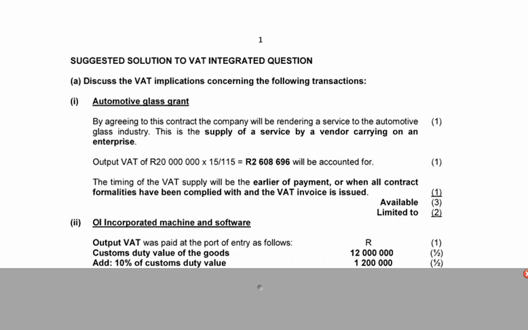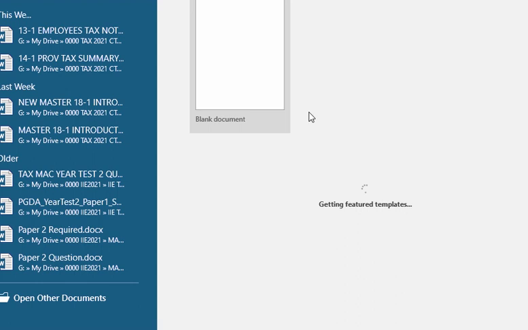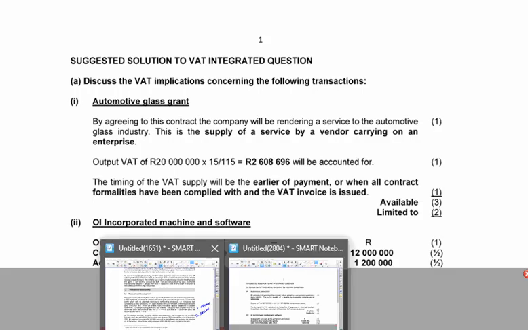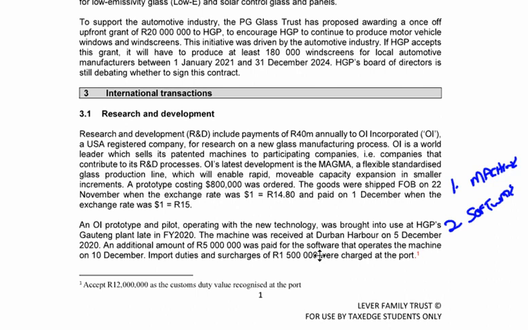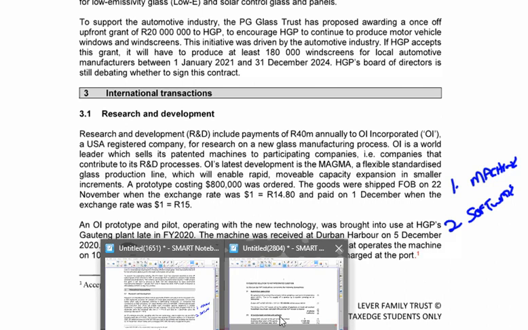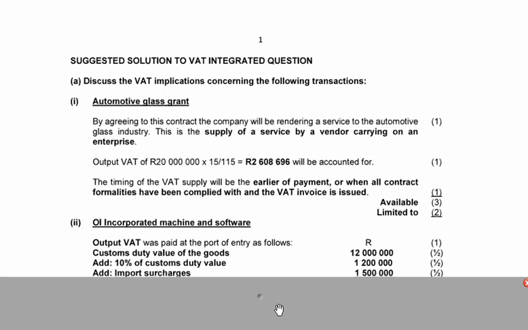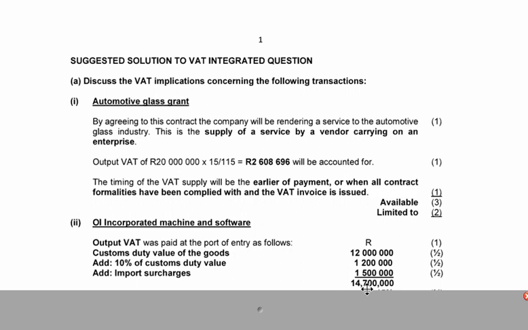As per the question, how much were our import surcharges themselves? Our import surcharges, guys, are in the question 1.5 million over here. So what are we going to do? Add on the import surcharges. And then we've got to calculate VAT. Now remember, this number does not include VAT at this point in time. Why? Because it's come from overseas. There's no South African VAT on it.